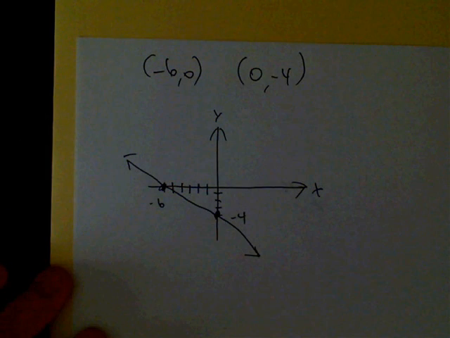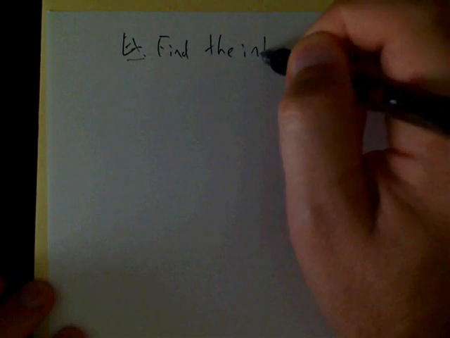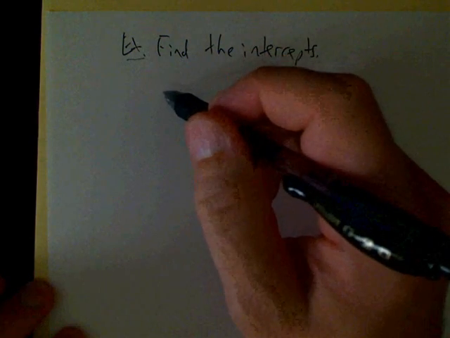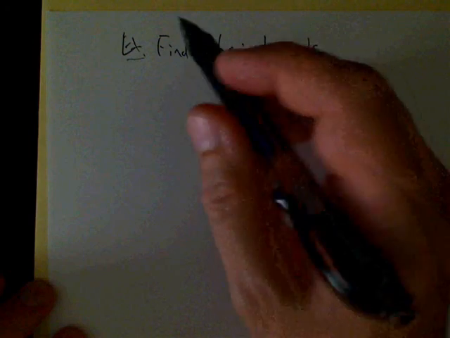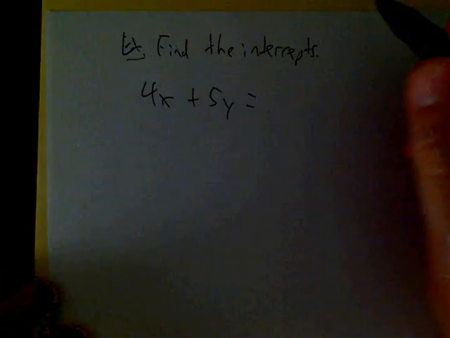Now let's do another example. And let's show you a little shortcut way to do some of these. You may or may not want to do this, but that's fine. Let's find the x and y intercepts of this problem. We're going to do this one really quickly. Let's just use something simple like 4x plus 5y equals 40.